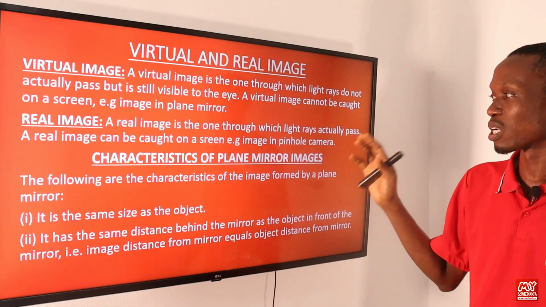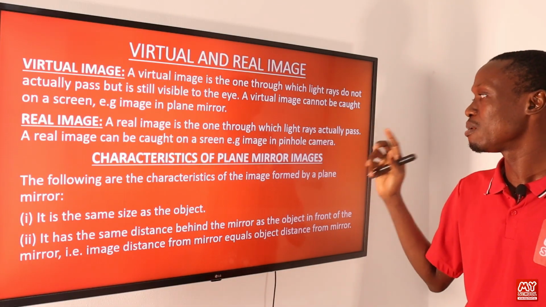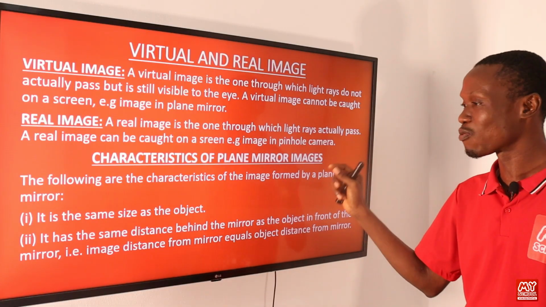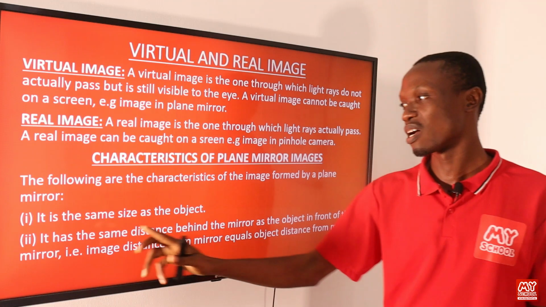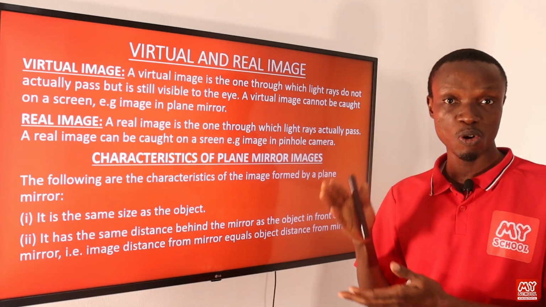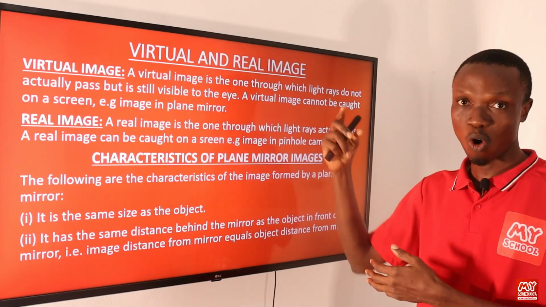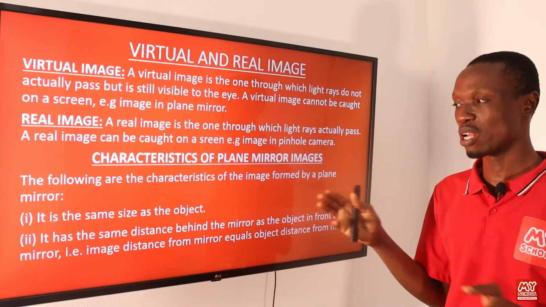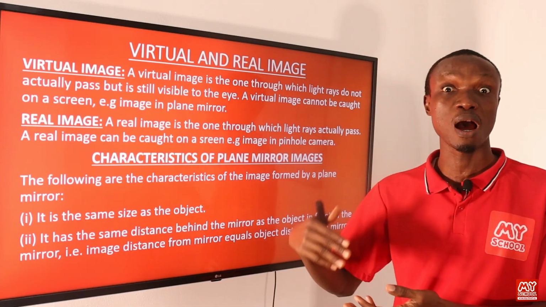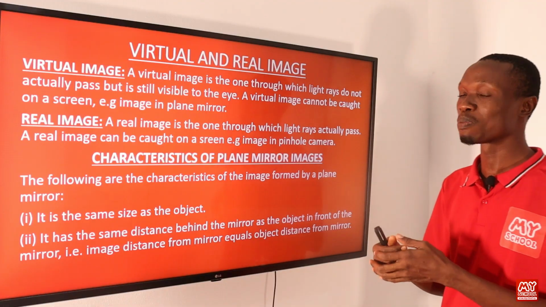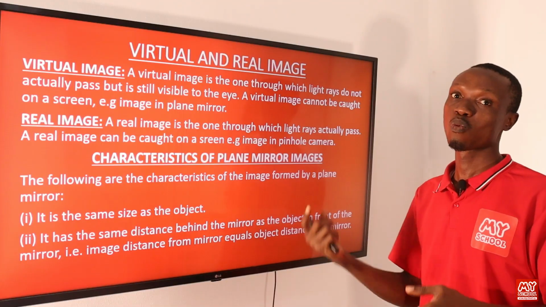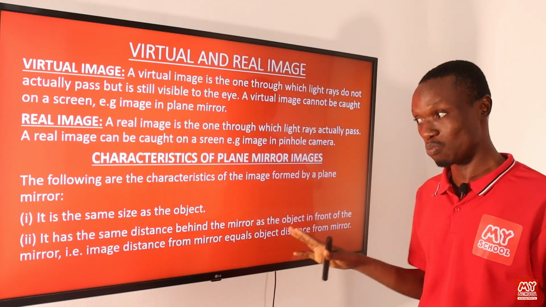So let's quickly run through the characteristics of plane mirror images. The following are the characteristics of the image formed by a plane mirror. One is that it is the same size as the object. The image formed by a plane mirror and the object both have the same size. When we are talking about size, we are actually talking about height. Let's say the object has a height of 6 centimeters, then the image formed will also have a height of 6 centimeters.